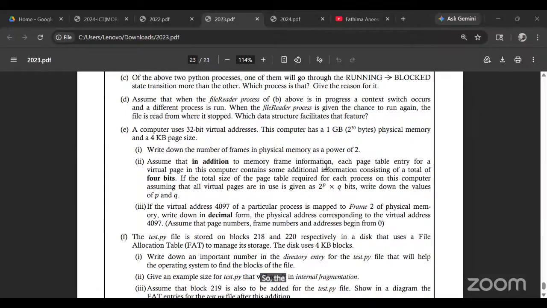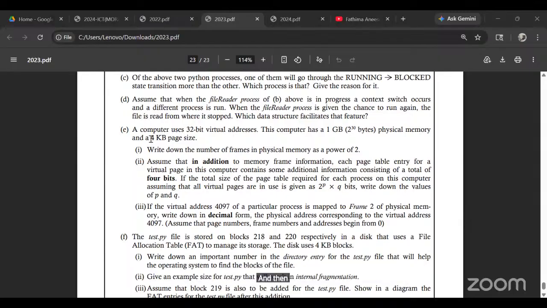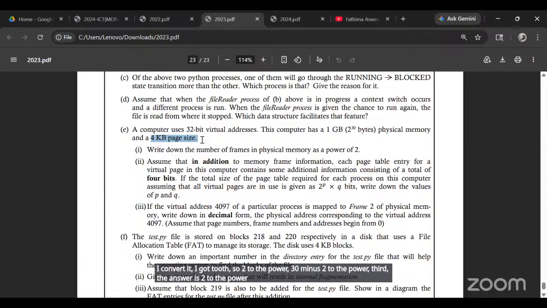So the computer has a 1 GB physical memory. Physical memory and the page size, I got both of them in powers of 2. The power of 2 for the physical memory is 30, and I deducted the page size, 4 KB, which I converted to 2 to the power 12. So 2 to the power 30 divided by 2 to the power 12 gives 2 to the power 18. 30 minus 12 is 18. So the answer for the first one is 2 to the power 18. That's how you find the number of frames: physical memory divided by page size.